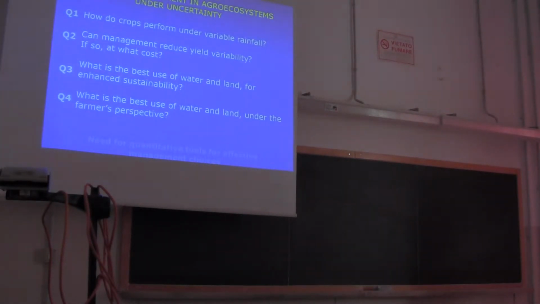And in particular, I will focus on four questions. Questions that you will see immediately are key for water management in agricultural systems. First, how does a crop perform under variable rainfall? Can management, for example irrigation, reduce yield variability and increase yield, and if so, at what cost? What is the best use of land and water for sustainability purposes, but also what is the best use of land and water from the point of view of the farmers?